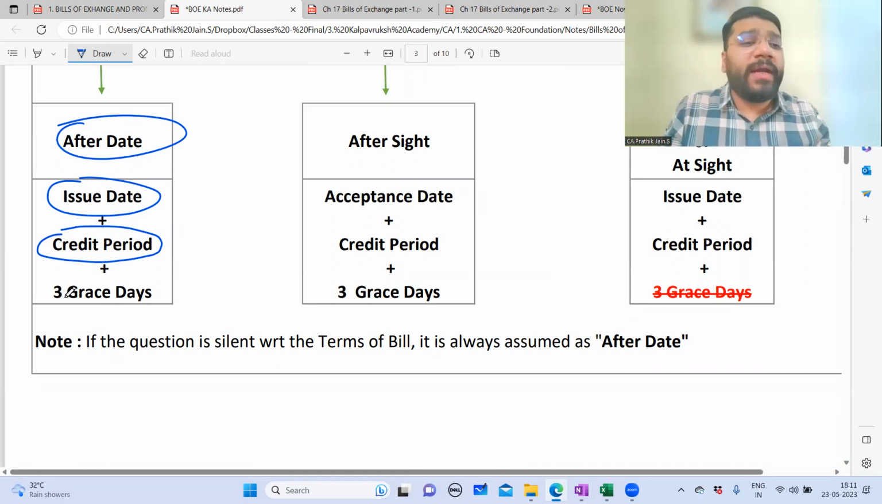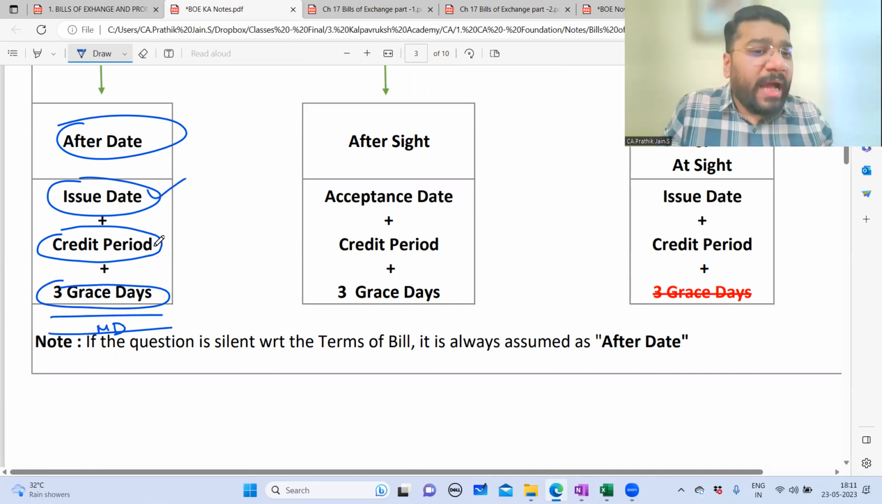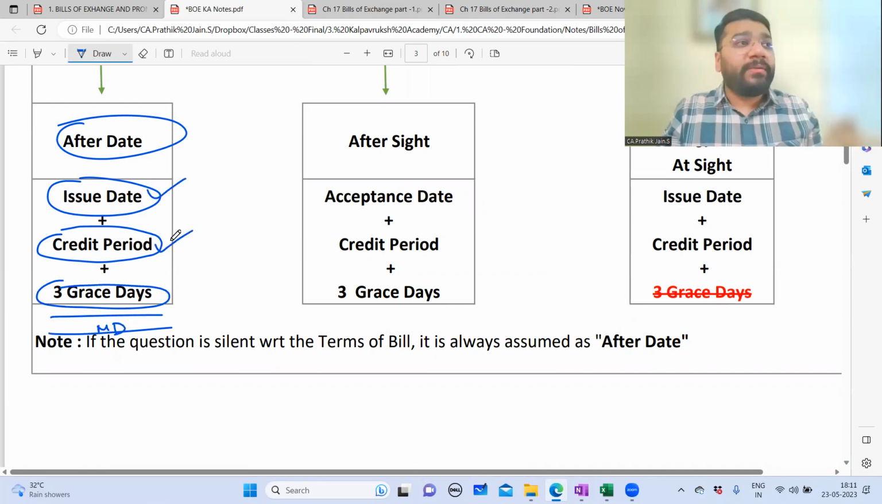With that, without forgetting, add 3 grace days. If you add that, the final date you get is the maturity date. Technically, what is the due date? With the issue date, if I add the credit period, I'll get the due date. With the due date, if you add 3 grace days, you'll get the maturity date. This is the theoretical explanation.